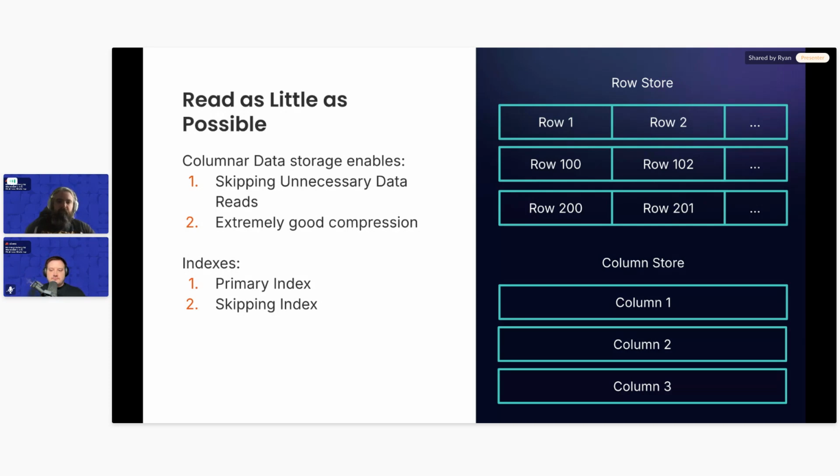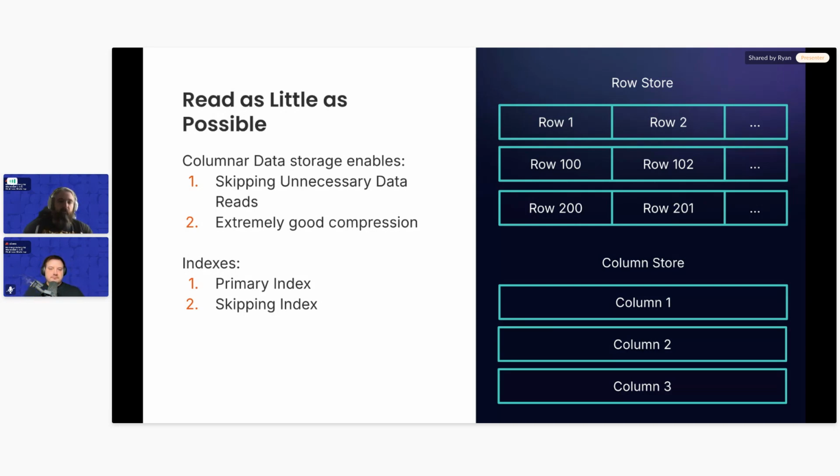Additionally, since the data in the same column is more likely to be similar, compared to all the different data in a row, the columns generally compress really well. And ClickHouse in particular allows you to use a variety of encodings based on your knowledge of the data to get maximum efficiency in your storage.